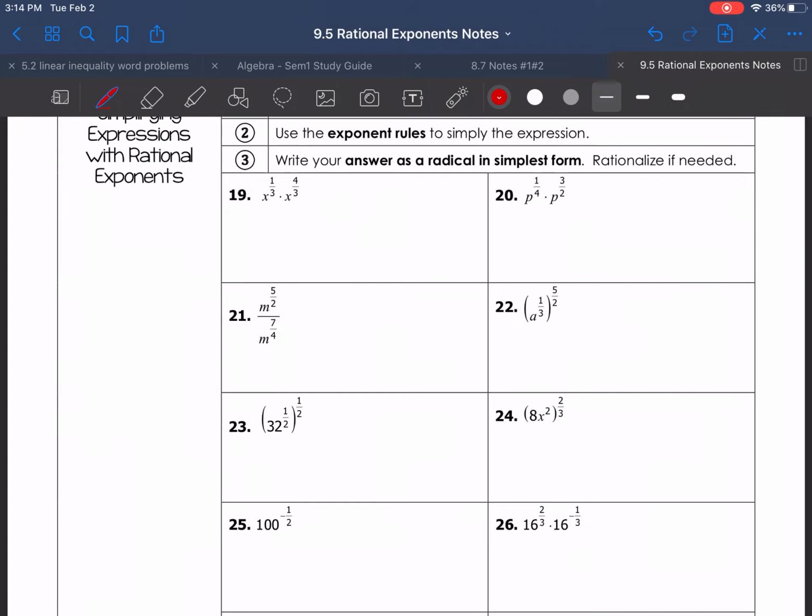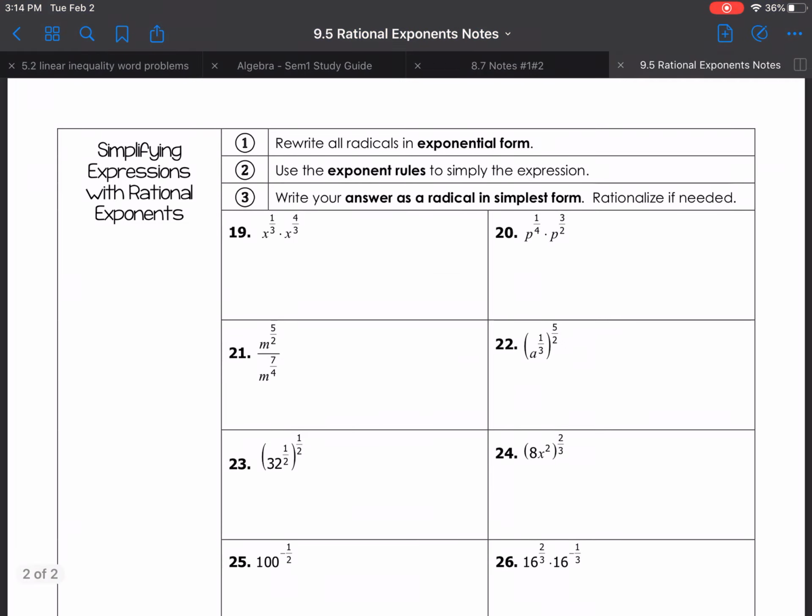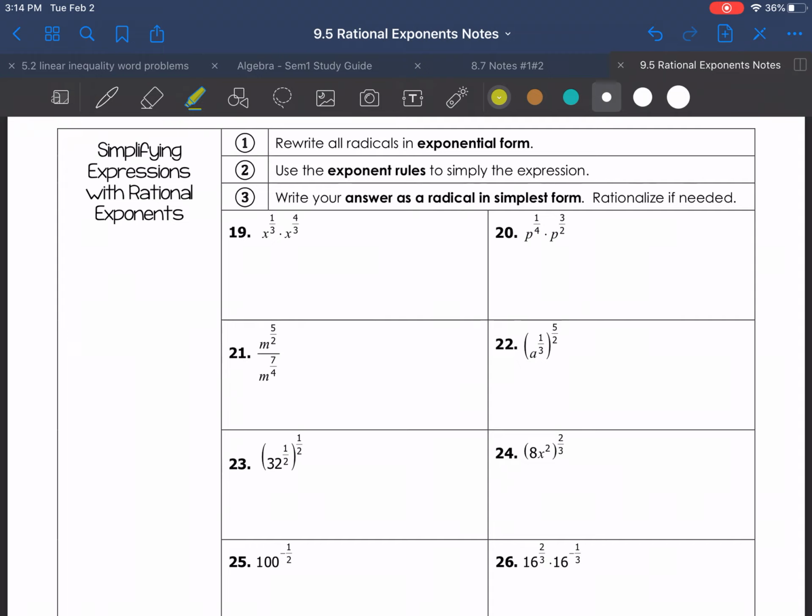It says, first of all, can you rewrite all radicals as exponents, right? So we'll do that if needed. Rewrite all radicals as exponents. So that's this step 1.